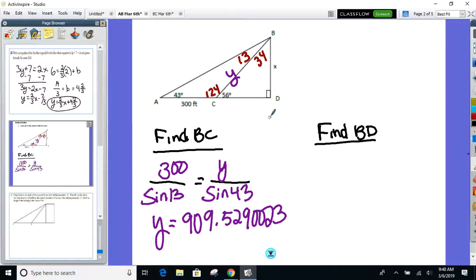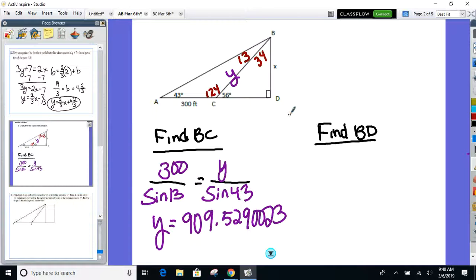I could use law of sines again. Law of cosines, you need all three sides, right? And I don't know anything about CD, so I can't use law of cosines. I can use law of sines. And ready? You're probably not thinking about it because it's been a while. Here's 56 degrees. What's that side? Opposite. What side did we just find? Hypotenuse. What uses O and H?